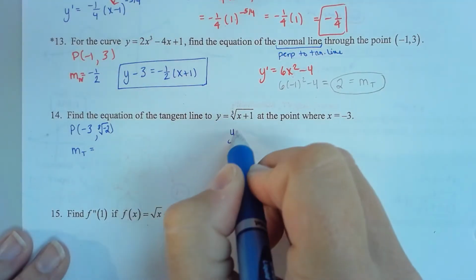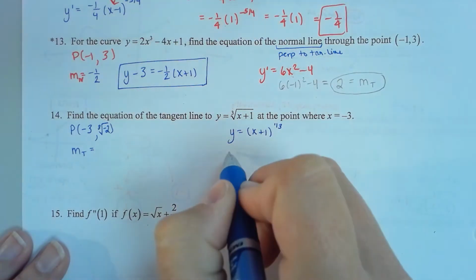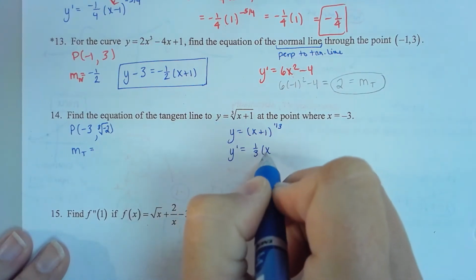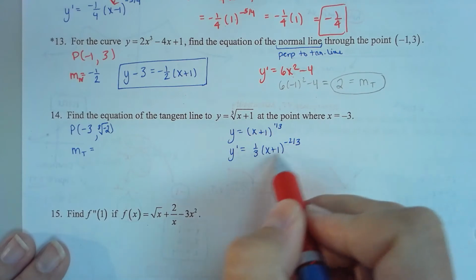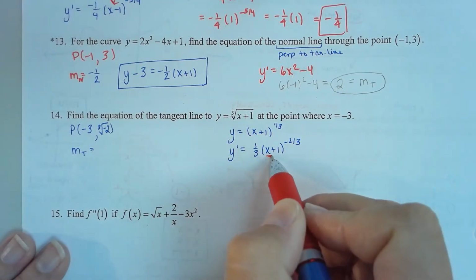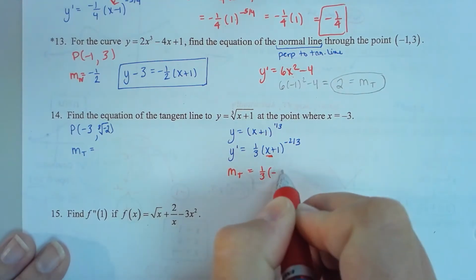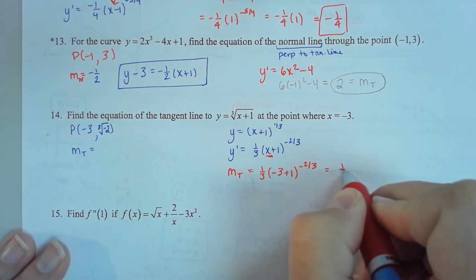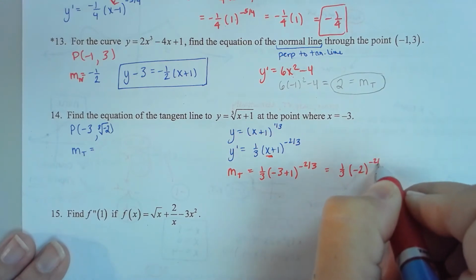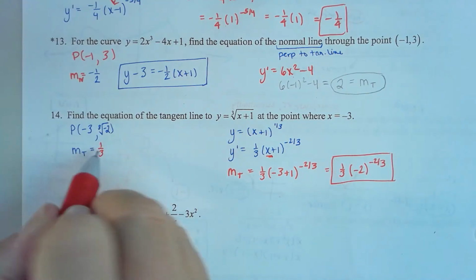Slope comes from the derivative. The first thing, just like on number 12, we're going to need to rewrite this as a power. And now we can take the derivative, bring that 1/3 down in front, subtract 1 from the exponent. This is not the slope, this is a formula for the slope. We need to plug in our x. So we can say the slope of the tangent equals 1/3 times negative 3 plus 1 to the negative 2/3, or 1/3 times negative 2 to the negative 2/3. That's the slope of my tangent.